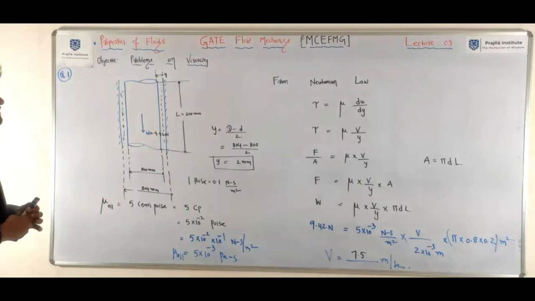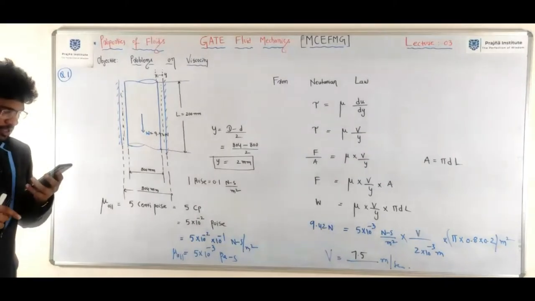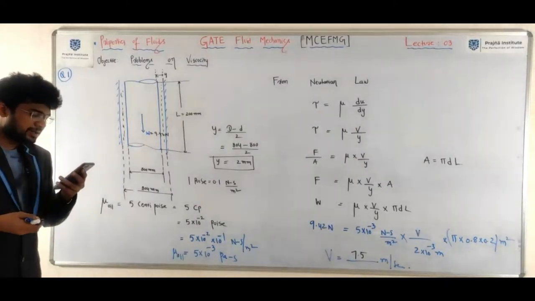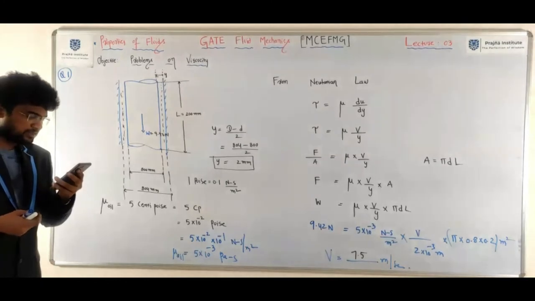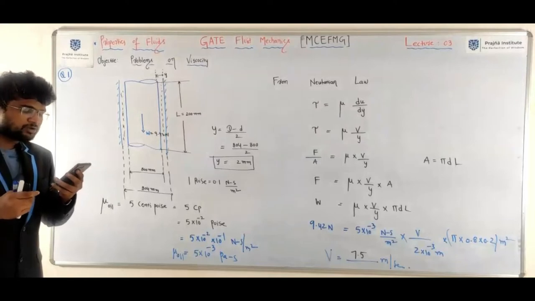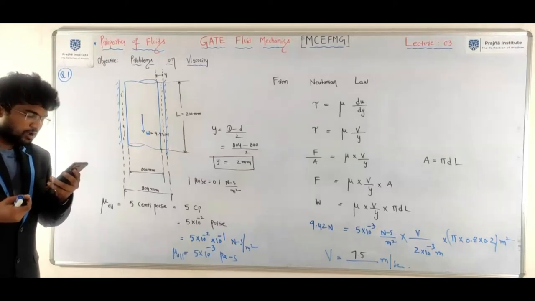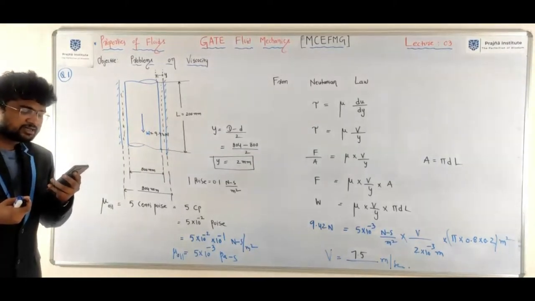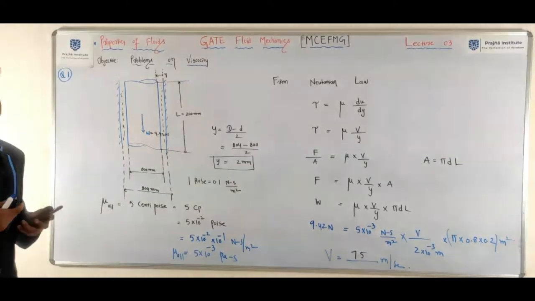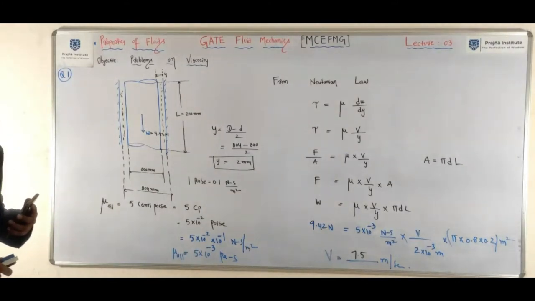Okay, next, question number 1. I repeat the question. A piston of 800 mm diameter and 200 mm length was inside the cylinder of 804 mm diameter. If the annular space is filled with a surrounding lubricating oil of viscosity 5 centipoise, then find the speed of the piston in the vertically downward direction. Take the weight of the piston acting as a load equivalent to 9.42 newton. Finally, the velocity V is equal to 7.5 meter per second.